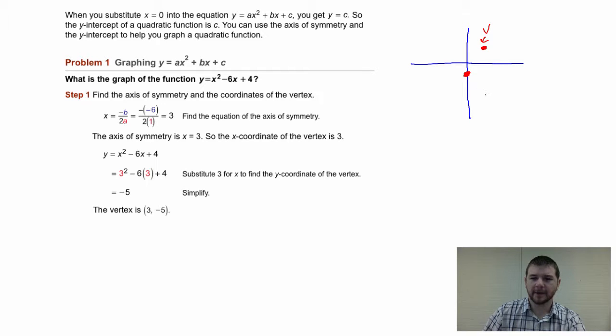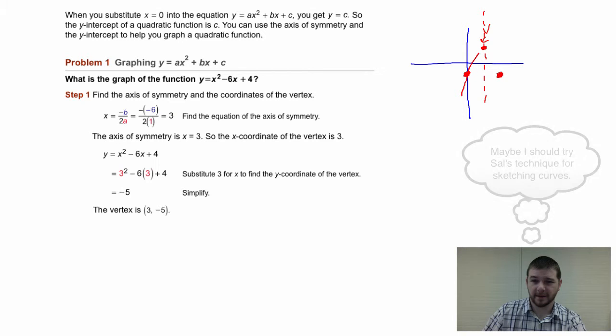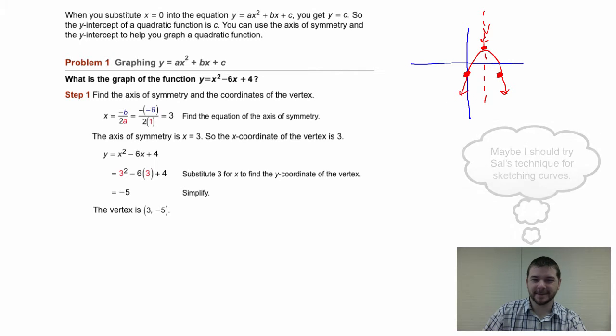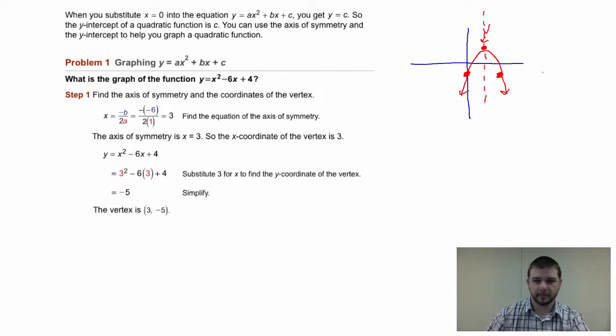Well, keeping in mind what we know about the symmetric nature of a parabola, we know that there'll be a mirror image point here, and we can therefore sketch the parabola from those 3 points. But in example problem 1, we'll walk through the process of actually completing these steps. Well, let's get started.